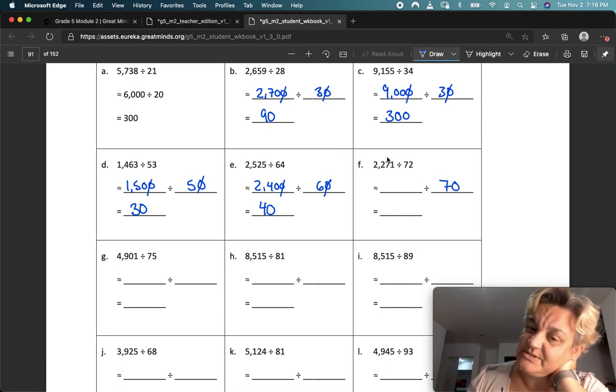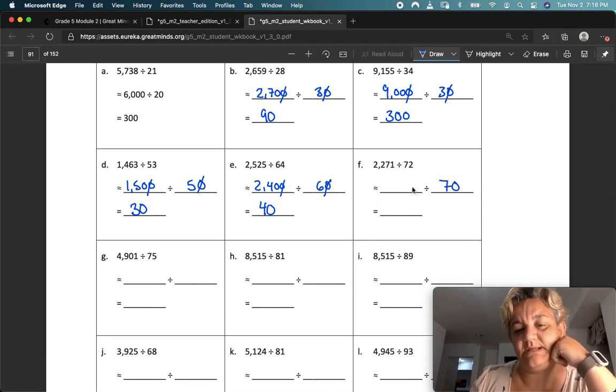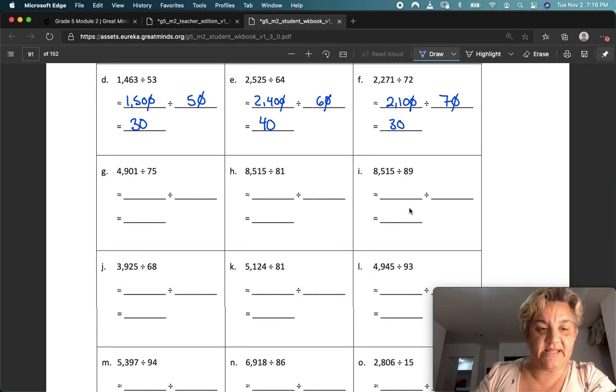I could go up to 240, or I could go down to 2,400, or I could go down to 2,100. What would be my best option here? Let's go ahead and do that. Okay, so then I'm going to take this 0 here and this 0 here. 7 goes into 21 3 times. Bring down that 0. How are we doing with our math facts? Are you studying them? How do you feel?